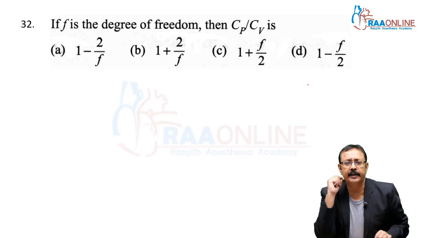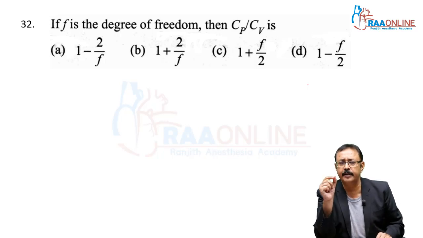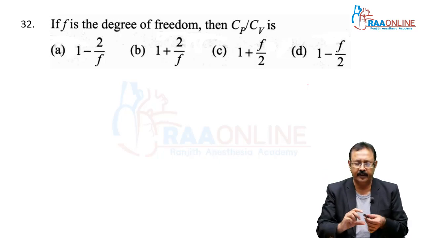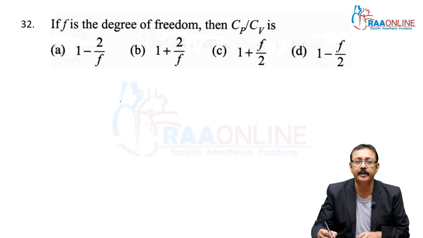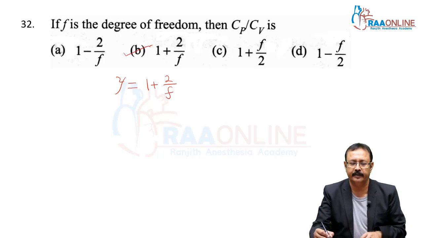If F is the degree of freedom, then Cp upon Cv, you know what is Cp upon Cv? Cp upon Cv is gamma. And I told you the formula, gamma is 1 plus 2 upon F. So we have to go with B.